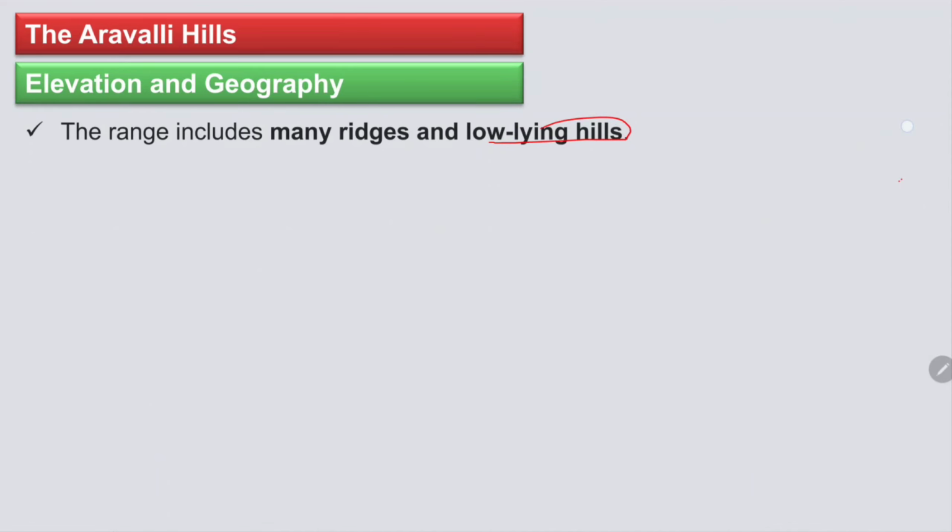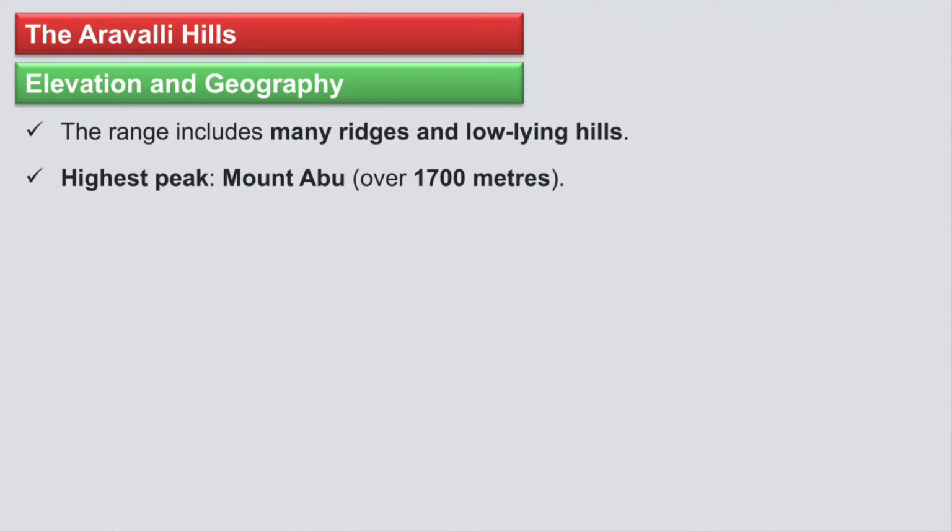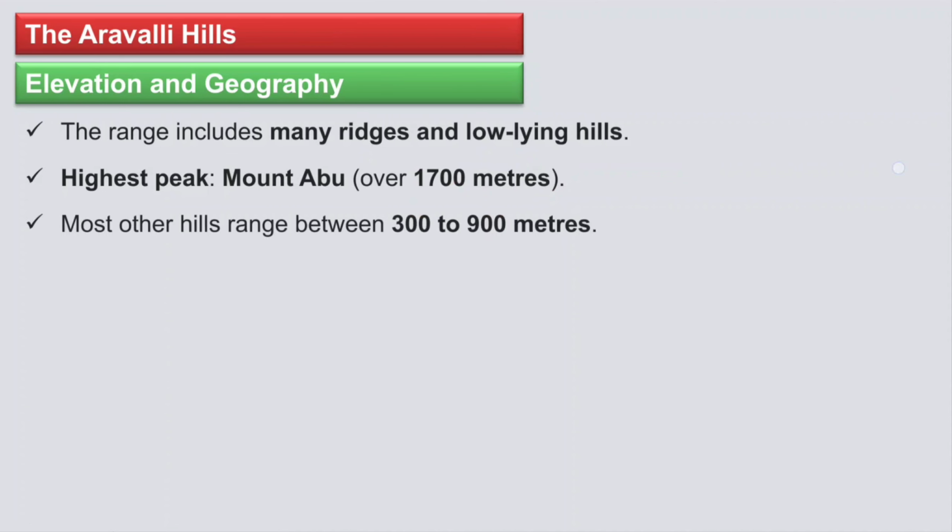Okay. And apart from that, there is a highest peak which is Mount Abu, and its height is 1700 meters. So if you compare with the Himalaya, their peaks were 8,000 meters. That means most of the peaks were more than 8,000, isn't it? But here the highest peak, Mount Abu, is 1700 meters. And most other hills range between 300 to 900 meters. So other hills, you'll find in the range of 300 to 900 meters.